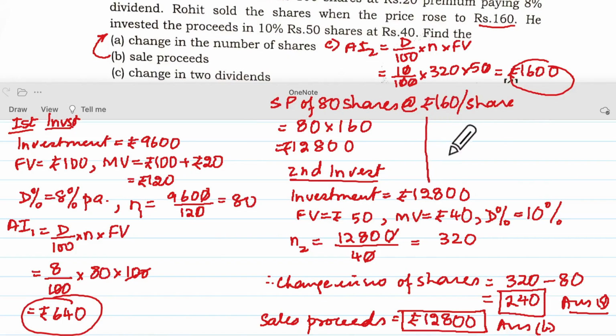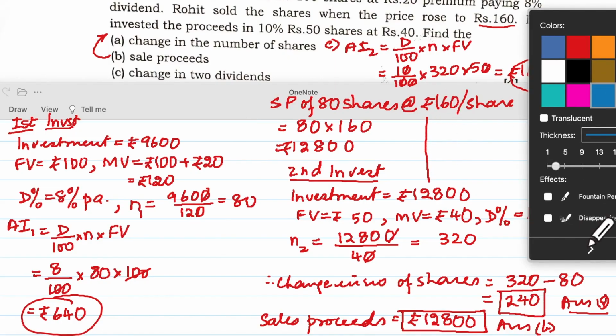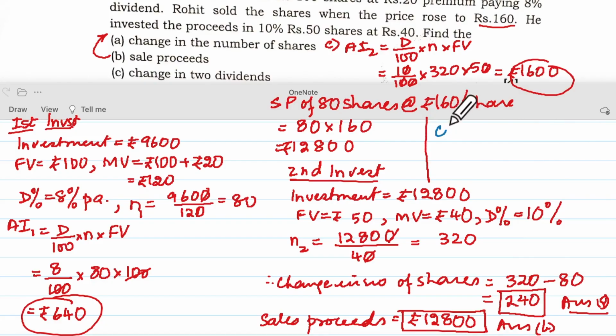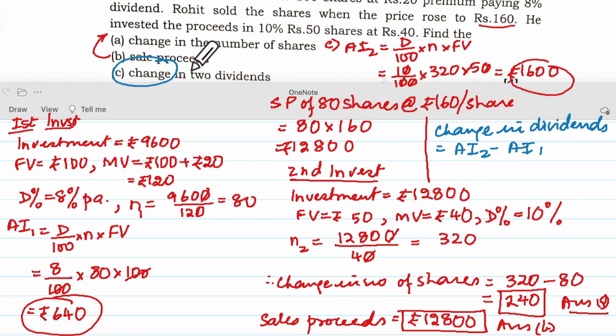Okay, so I am going to change the ink so that there is less confusion. I will say change in dividends. Dividends means the annual incomes will be equal to AI2 minus AI1, correct? Agreeable? But when they tell you the change, you must also mention whether there is increase or decrease. Has AI increased or decreased? Increased.